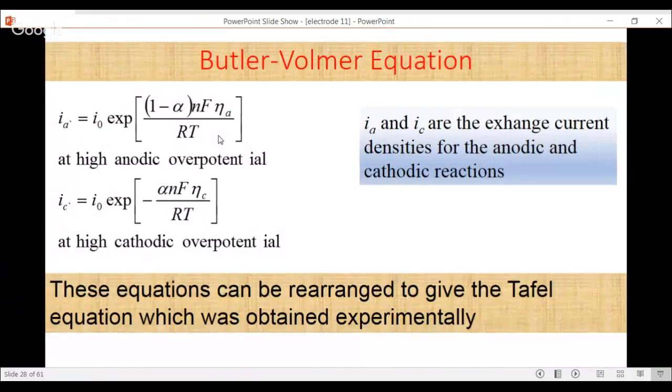So therefore, I_A is I0 exponential alpha (1 minus alpha) nF eta_A by RT at high anodic overpotentials. I_C, the cathodic current, is I0, the exchange current density, exponential this at high cathodic overpotential. These equations can be rearranged to give the Tafel equation, which was obtained experimentally. I0 here are the exchange current densities for the anodic and cathodic reactions.